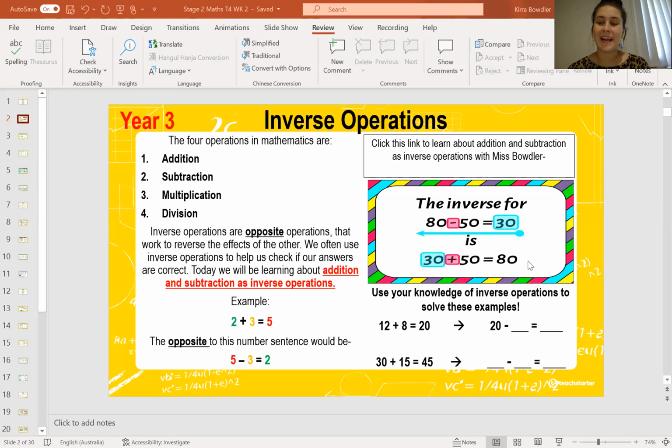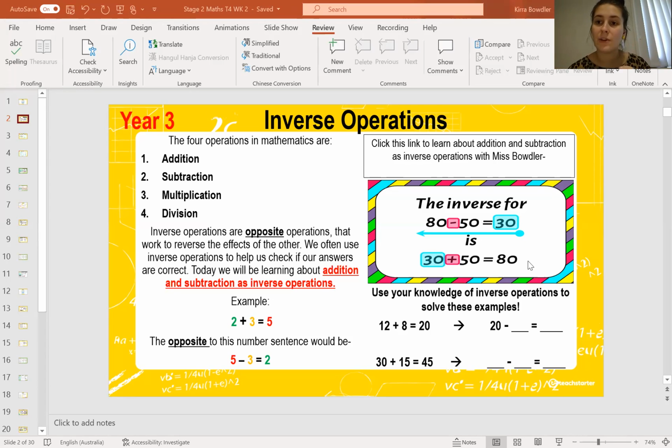Hi, Year 3. Today we are looking at inverse operations. So we know that the operations in mathematics are always going to be either addition, subtraction, multiplication, and division. Now we know that when we hear the word inverse, we're talking about the opposite. So inverse operations are opposite operations that work together to reverse the effects of each other.